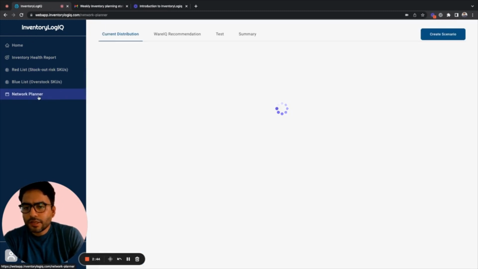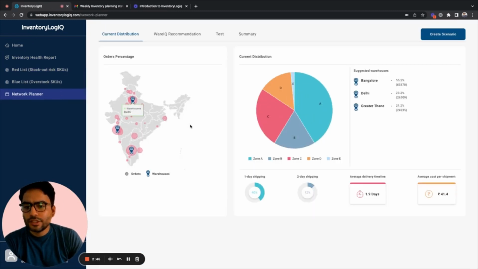On the network planner, we study the placement of your inventory in a particular geography. This map tile is customizable based on your geography. In this demo account, it is for a brand based in India. So it figures out the location of the warehouses through which the orders are getting distributed and the placement of orders, and it determines the cost per order and average shipping timeline.